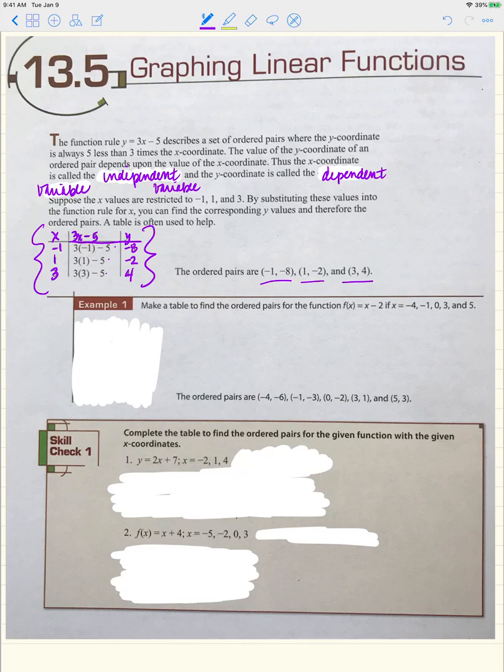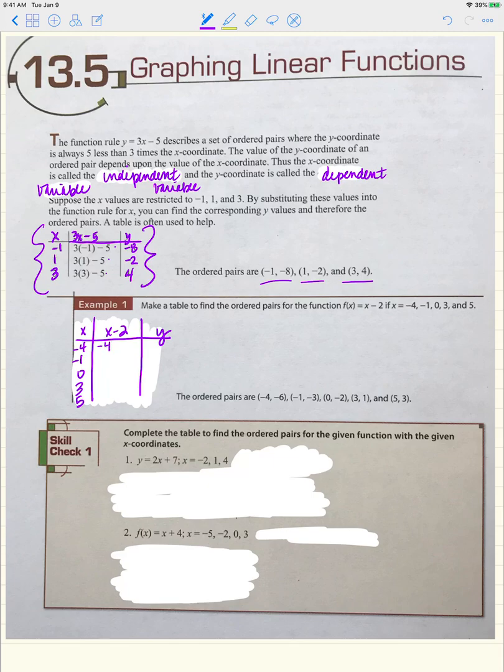Example number 1 says make a table to find the ordered pairs for the function f of x is equal to x minus 2 if x is equal to -4, -1, 0, 3, and 5. So we have 5 options, okay, for x. The values that we can have for x are restricted to these values. So let's make our table first. X, and then our rule, which is x minus 2, and then our subsequent y values, okay? So we have x, we have -4, -1, 0, 3, and 5. So now we're going to substitute in those values for x.